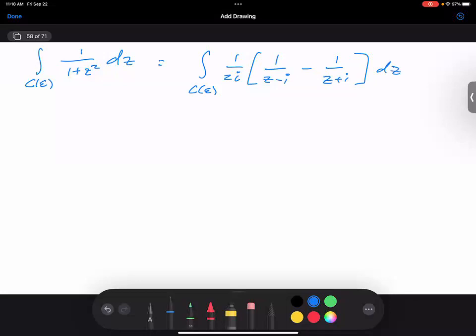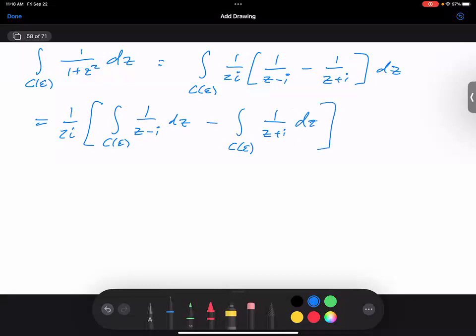Okay? There's lots of ways we can do this. One way is I can pull out, first of all, the 1 over 2i. That's not a big deal. And then it's the integral over the circle of radius epsilon of 1 over z minus i dz minus the integral over the circle of radius epsilon of 1 over z plus i dz. And just to make sure that we're all on the same page, here's i, here is my circle oriented in the correct way, and down here is the real axis.